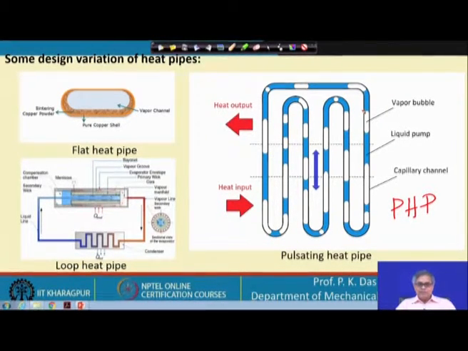In a pulsating loop heat pipe, these are called the number of turns. What one can see in this particular diagram is that we have got one turn, 2, 3. So, 3 turns are there, and if we increase the number of turns, then what happens is this pulsating loop heat pipe can operate at any kind of orientation.